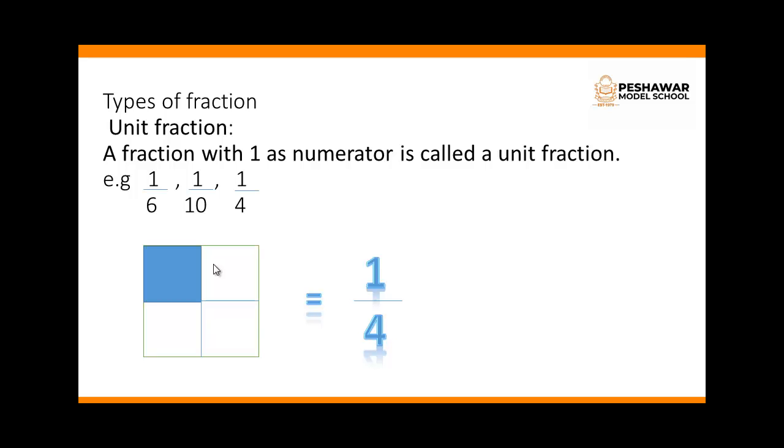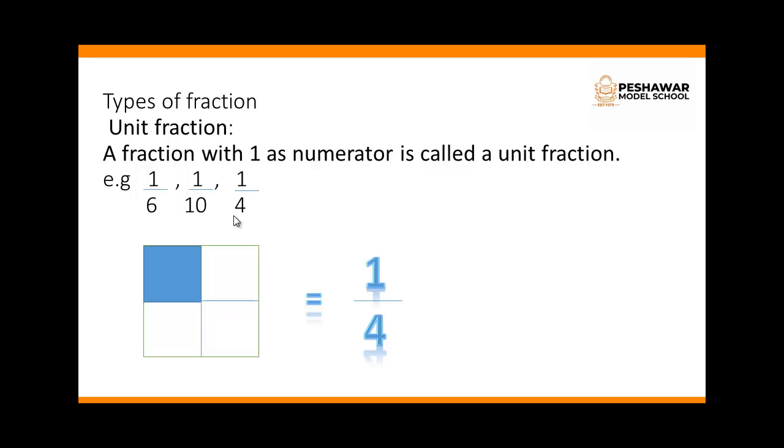Types of fraction. Unit fraction. A fraction with 1 as numerator is called a unit fraction. For example, 1 over 6, 1 over 4 are unit fractions because there is 1 in the numerator.